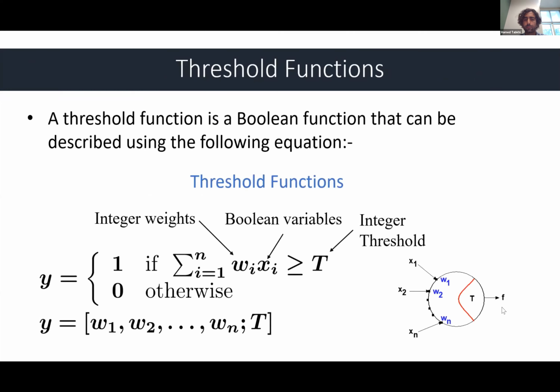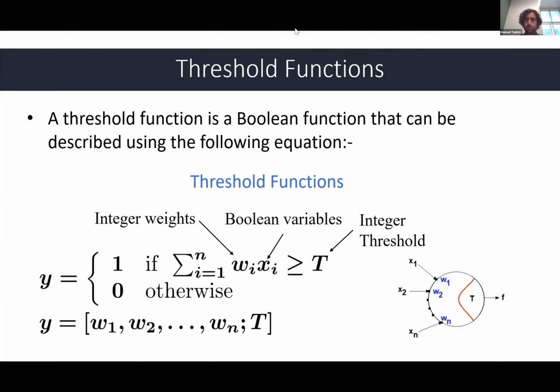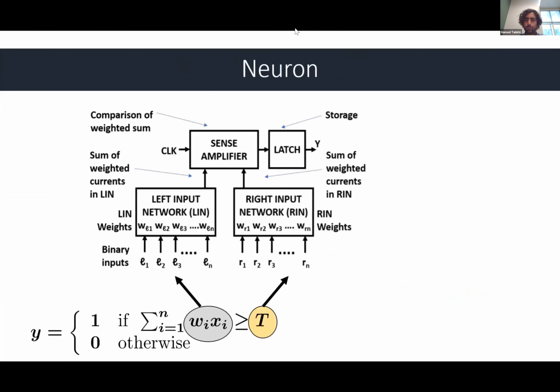Before we deep dive into the architecture, it is necessary to understand what threshold functions are. Threshold functions are a subset of Boolean functions which are linearly separable. They are represented using the equation shown in this slide. As you can see, we first calculate the weighted sum of inputs. If this sum is greater than the threshold t, then the output is 1. Otherwise, it's 0. These functions can be easily implemented using the hardware neuron shown in this slide.